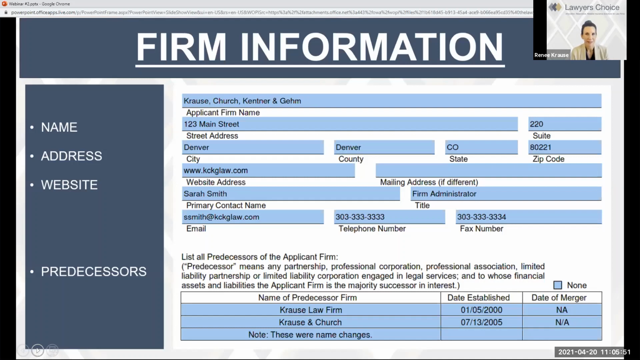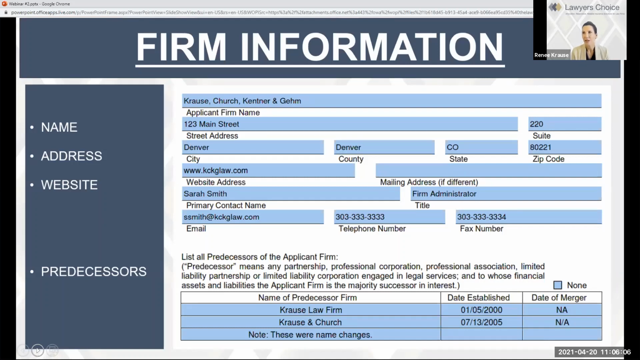The website is, as I said, where they'll go to look for more information. Make sure that the information you've put on your application, like your attorney roster, looks the same as it does on your website. And then they'll also ask about your predecessor firms.